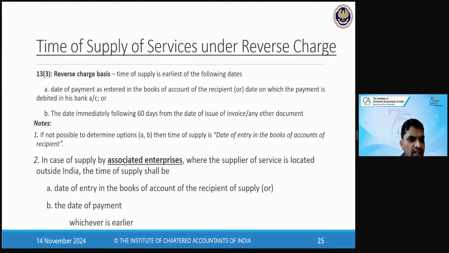But what they're saying is in case of import of services by a entity which has a associate entity outside India, the time of supply will be not the issue of invoice. It will be date of entry in the books of accounts or the date of payment, whichever is earlier. So only in case of associate enterprises where one leg is outside India, one of the associated is outside India, and he is providing services to India, the time of supply will be date of entry in the books of accounts or the date of payment, whichever is earlier.